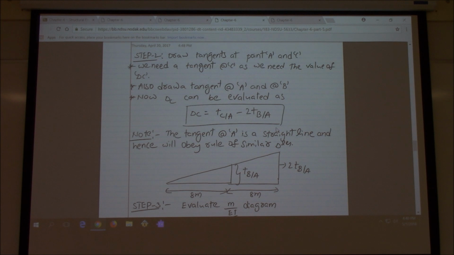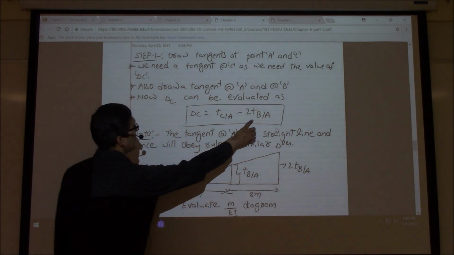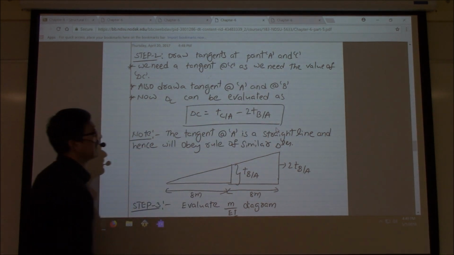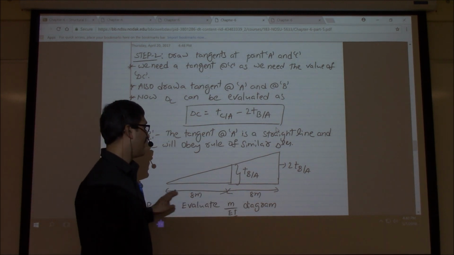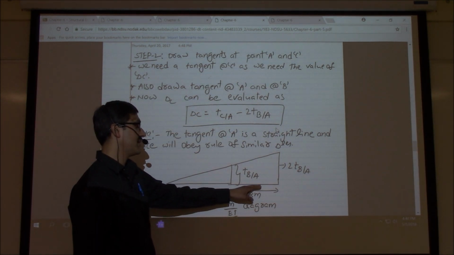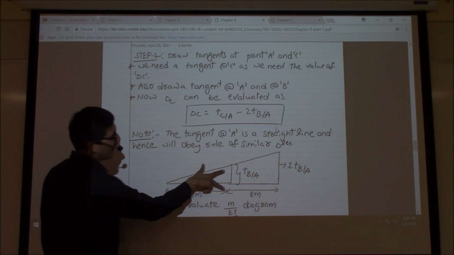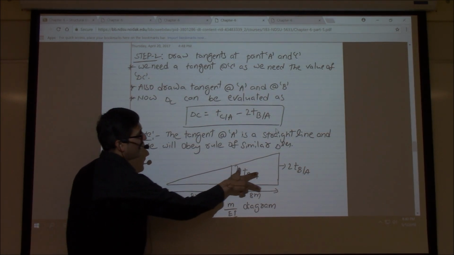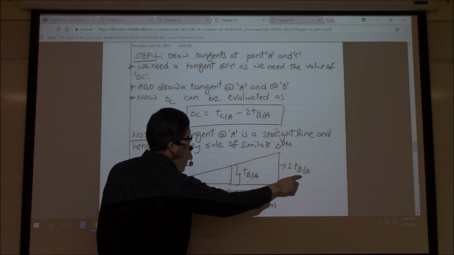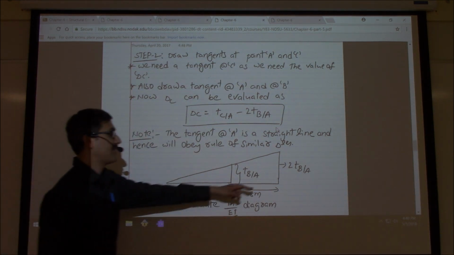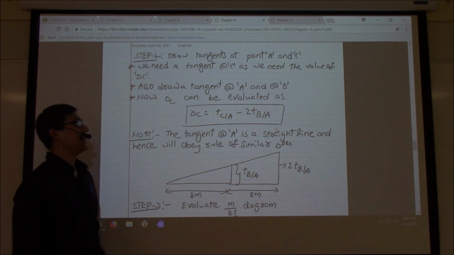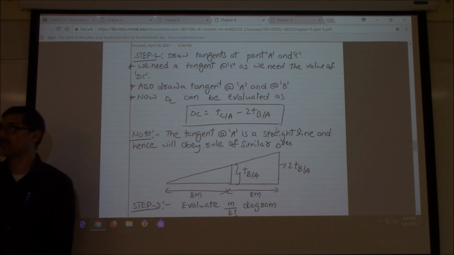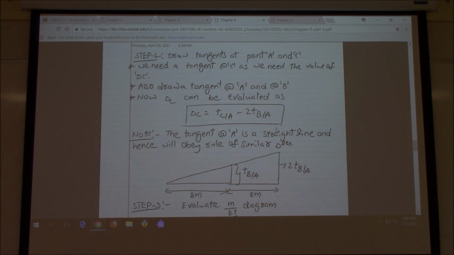So by subtracting twice TB by A, you get TC by A. Here I have drawn a much clearer version of the similar triangles. You have your TB by A here, and at the end of the span you will have 2 TB by A. You just have to subtract it from TC by A to get your delta C. So evaluating TC by A and TB by A will be using the moment area theorem number 2, and it is no different from what we have discussed previously.